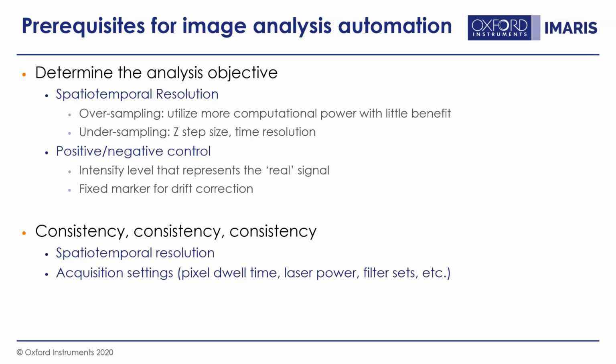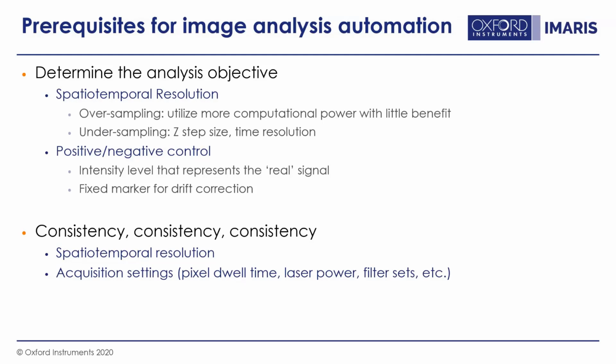Also, the positive and negative controls for experiments are crucial for image analysis standardization and automation. They would help us understand if we need to normalize across the images and what's the best image processing method for normalization. They will also provide us a guide to the optimal object detection parameters that hopefully differentiate real signals from the background.